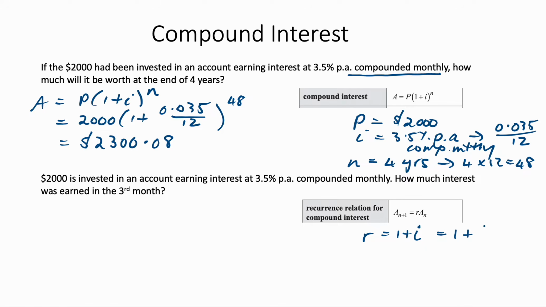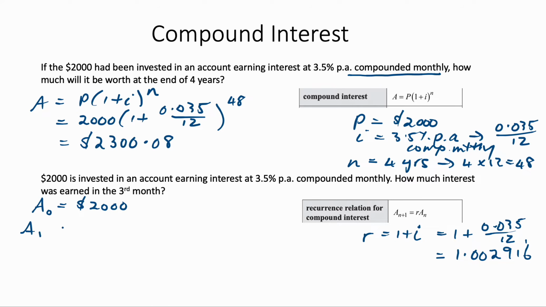So 1 plus 0.035 over 12. Now if we put that in the calculator, that comes out to 1.00291, and it's basically 6 recurring after that. So you want to try and keep as much detail as you can with that number while you're doing your calculations. And what we also need to know for our recurrence formula is what our starting point is. So our A0 is our original principal.